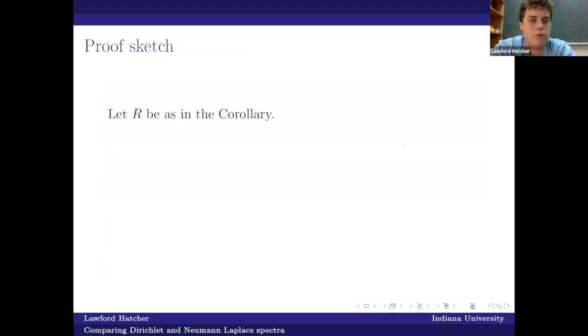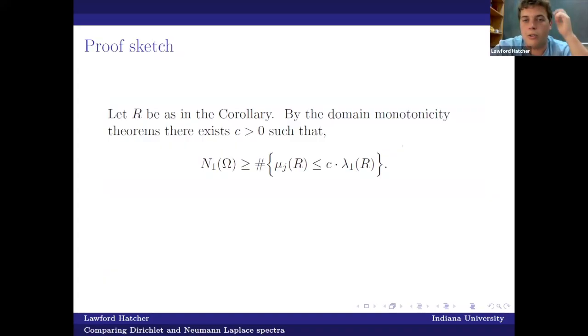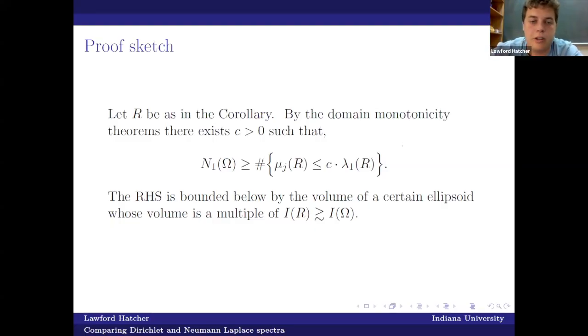So let's go to the proof. We're going to let R be that John rectangle that I talked about. And if we put those domain monotonicity theorems together that I mentioned, this says that there's some universal constant C that depends only on the dimension, such that n1 of my convex domain is bounded below by the number of Neumann eigenvalues of the rectangular prism that don't exceed C times the Dirichlet eigenvalue. So it's almost like saying n1 of omega is greater than or equal to n1 of the rectangle, but with this constant thrown in. Beyond that, the eigenvalues of a rectangular prism are very explicit in terms of the edge lengths of the rectangular prism.